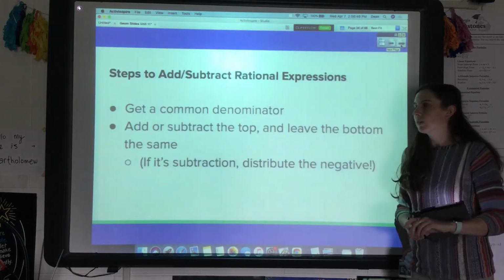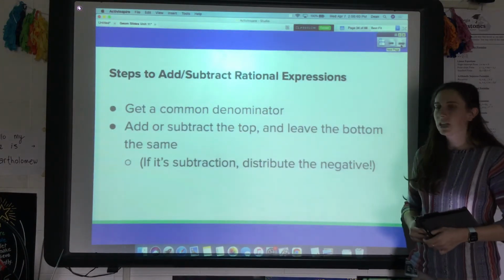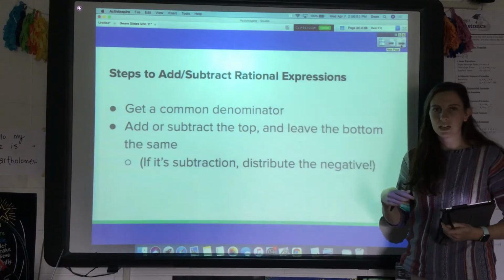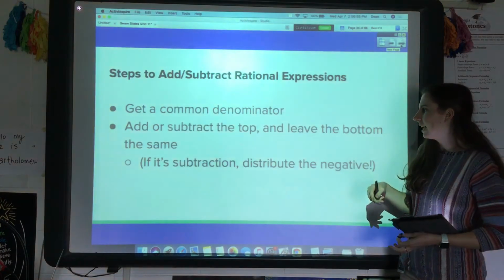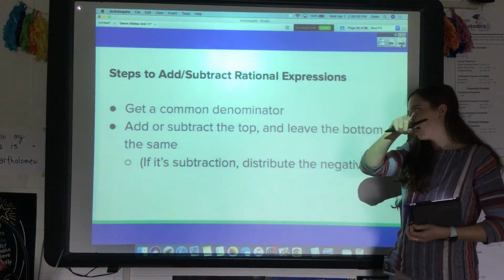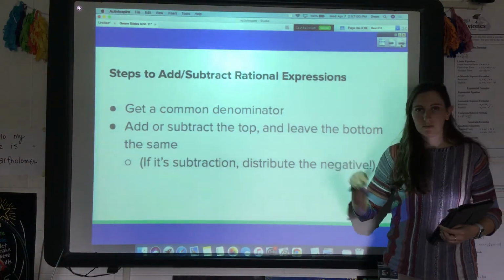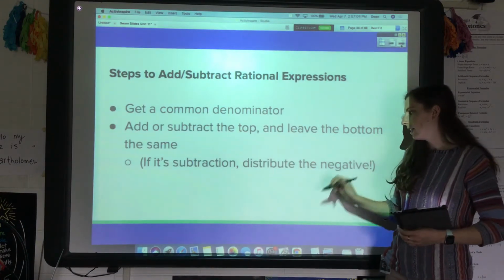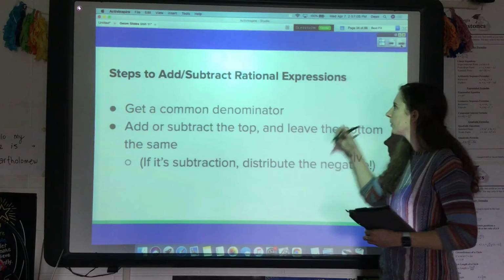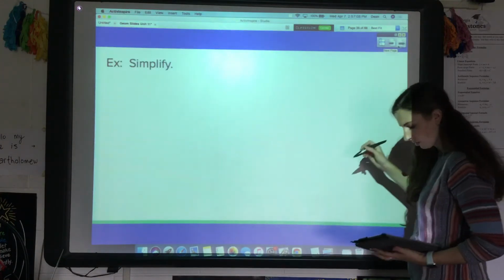When you add or subtract rational expressions, it works pretty much the same way. You have to have a common denominator, meaning they have to be the same on the bottom, and then you add or subtract across the top, but you leave the bottom as it is. And keep in mind, if it's subtraction, you might need to distribute the negative. So let's go through some examples.